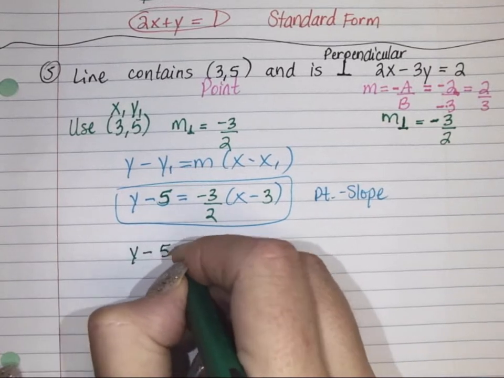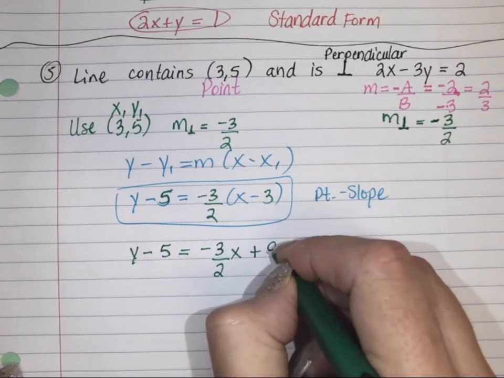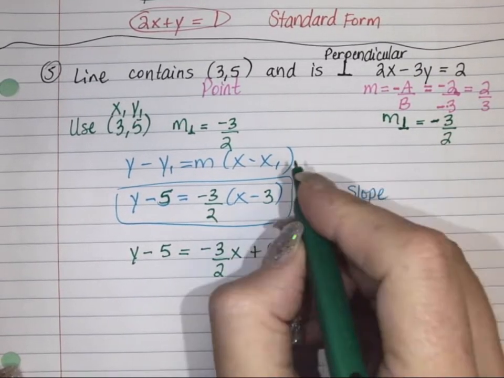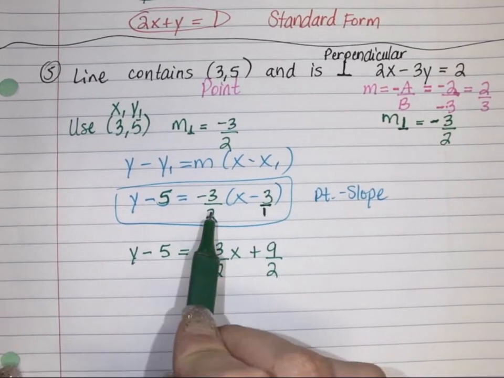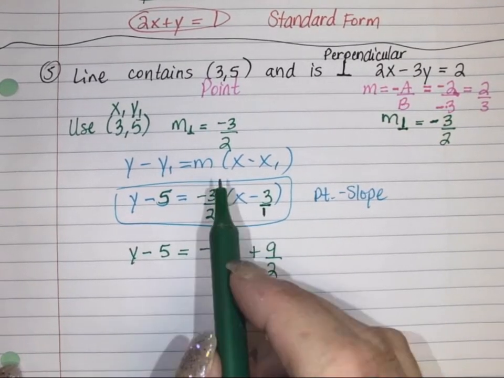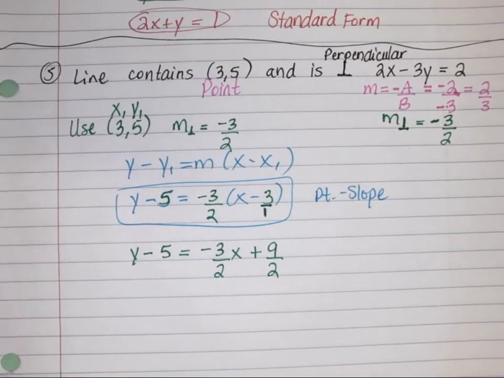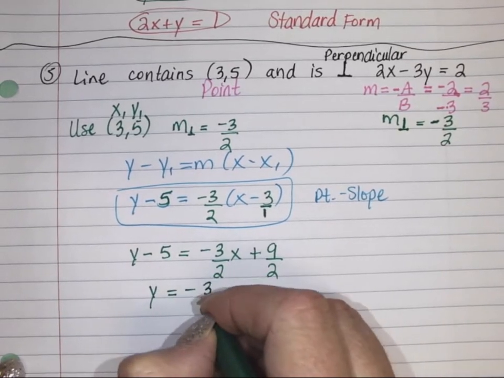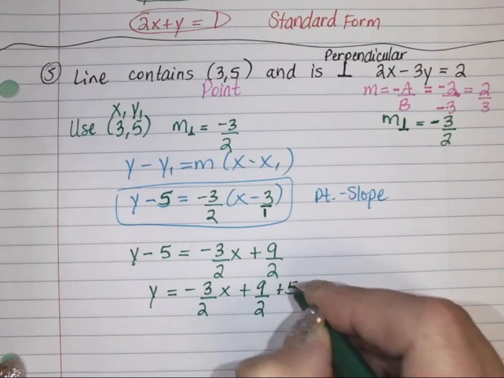So we will need to distribute negative 3 halves. Please be careful when you're multiplying negative 3 halves to 3. Remember, when you're multiplying fractions, you multiply the numbers on top together and the numbers on bottom, and any whole number has 1 in its denominator. Negative, negative, positive. Then I'm going to add 5. So I would get negative 3 halves x plus 9 halves plus 5.